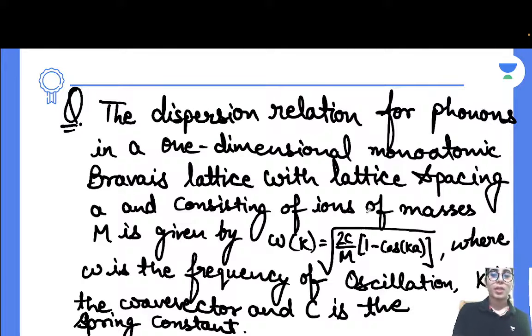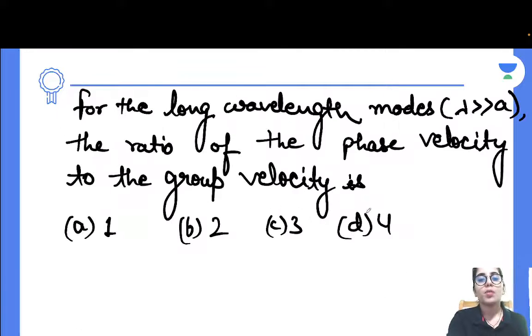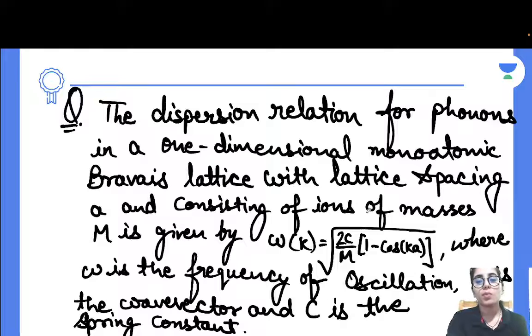So actually the omega is given to you. You need to know the group velocity and the phase velocity formulas. The group velocity is d omega over dk, means differentiation of omega with respect to k, and the phase velocity is simply omega over k. But they are asking for long wavelength. Long wavelength means the k will be small.